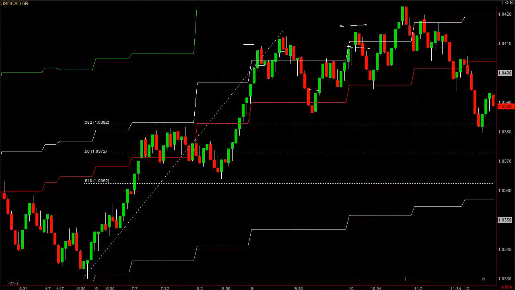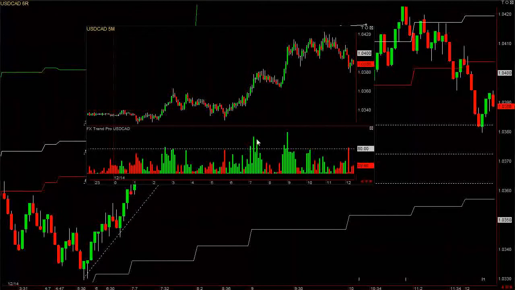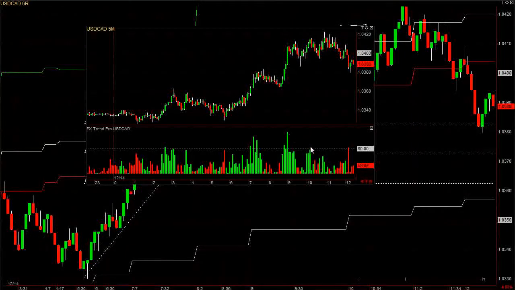Now, here's the ideal situation. When the market's going up here and it's kind of going sideways, and you can see the statistical strength, extreme strength, less, and insignificant here.